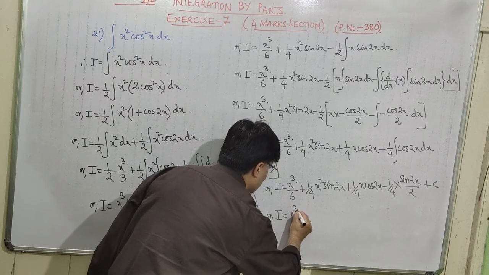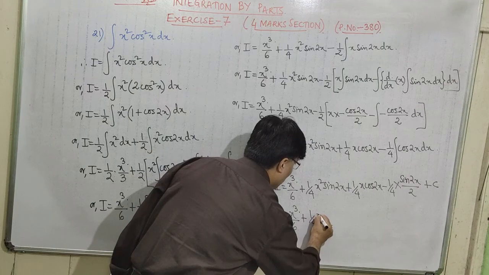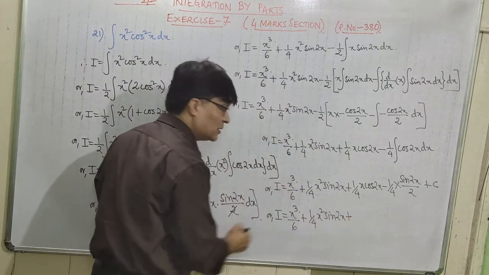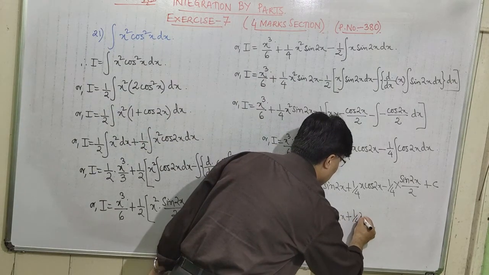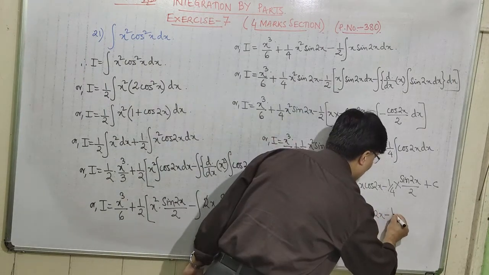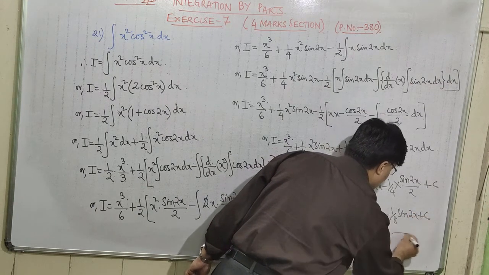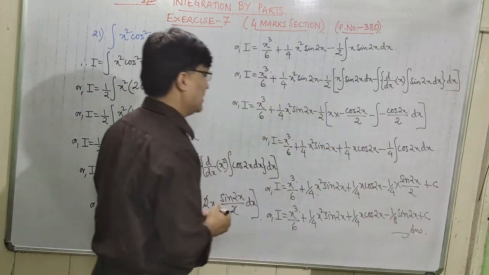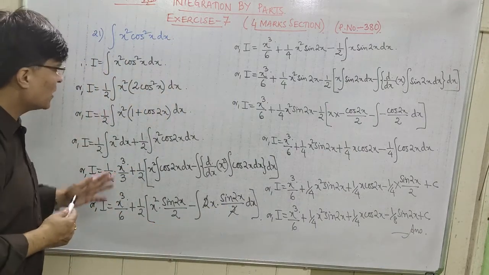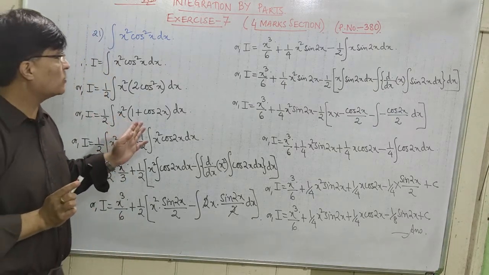So let us write down the final answer here. I is equal to x cubed by 6 plus 1/4 x square sine 2x plus 1/4 x cos 2x minus 1 upon 8 sine 2x plus c. So this is the final answer. Okay, so you can copy it. I hope you have understood it. So this much is for today.